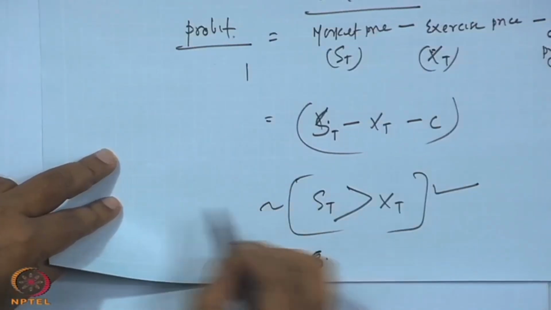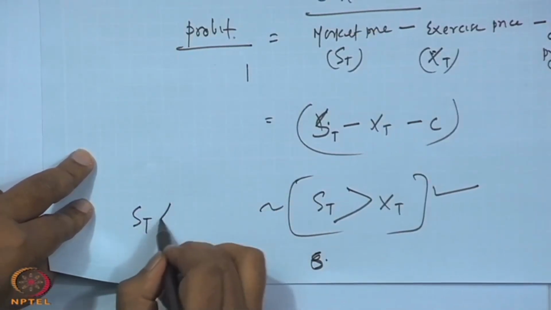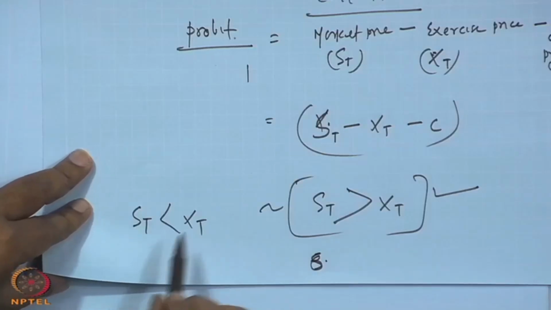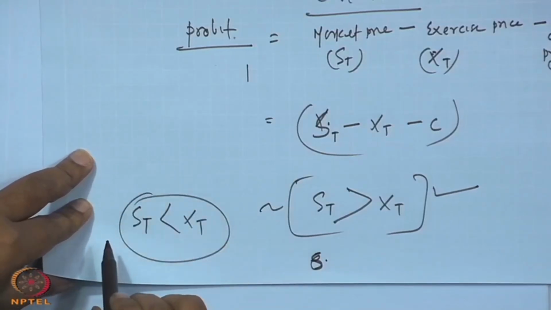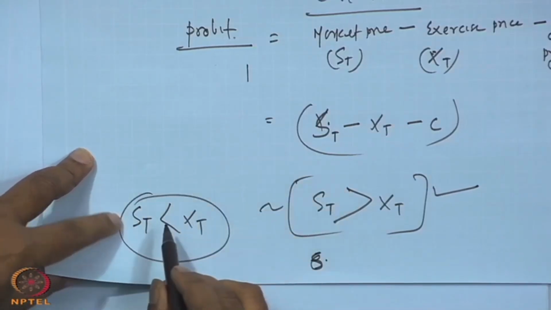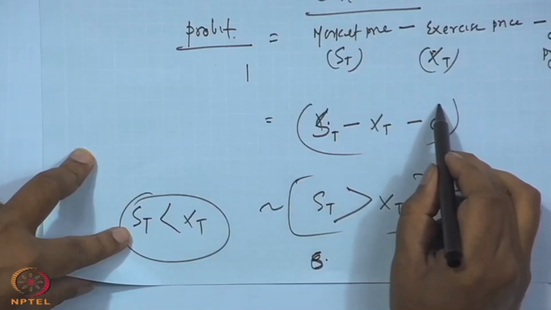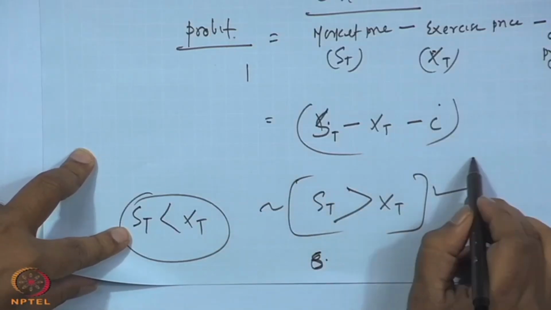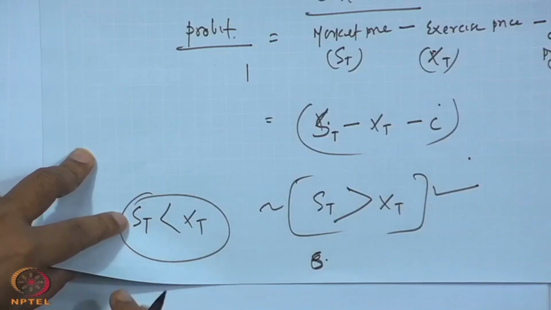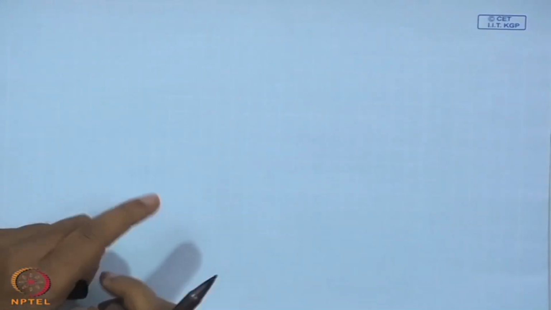Suppose, in place of that, ST is less than XT. Then I will not exercise the option, and my profit will be a loss. What is the limited loss? The limited loss is my C only, that is the call option premium. The premium I prepaid is my loss.